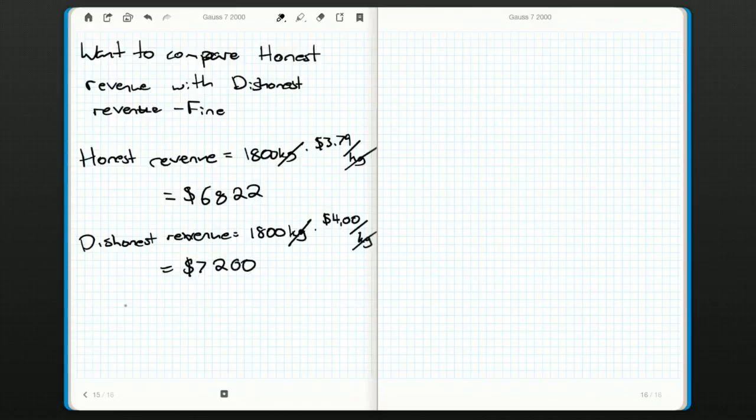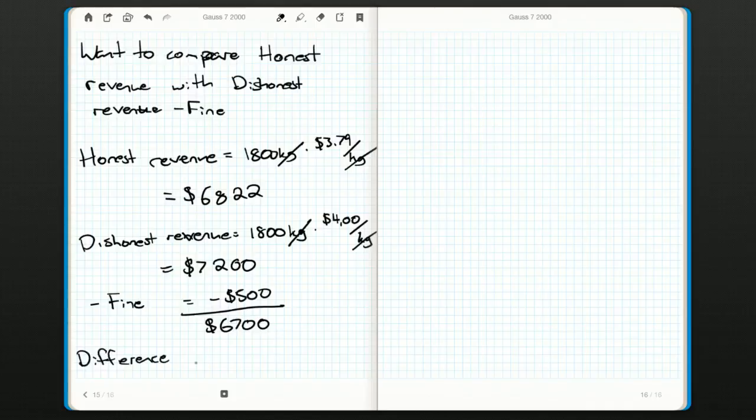Okay. And then we have to subtract off the fine. So he was fined $500. So after going the dishonest route, he only had $6,700 left. So it turned out that he was going to be behind. So he's $122 behind.